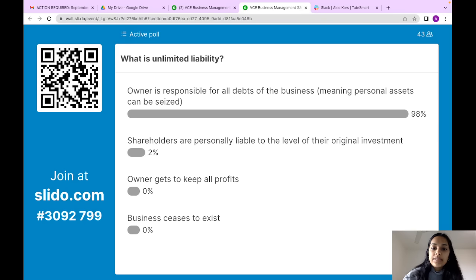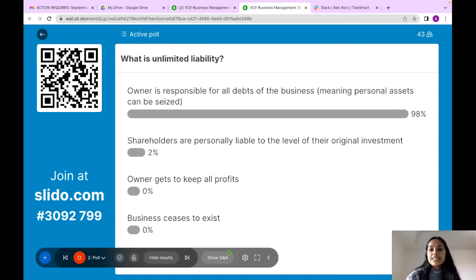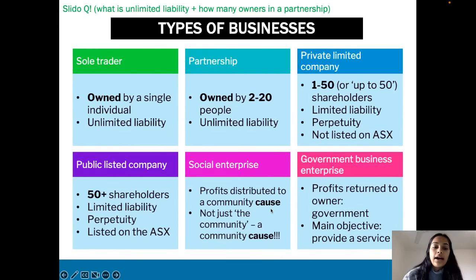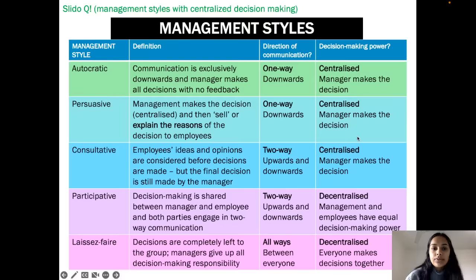So unlimited liability, that is where the owner is responsible for all the debts of the business, which means that in the case that the business falls into debt, the owner's actual personal assets can be seized in order to compensate for the debt that has been incurred by the business. So that's essentially the idea of unlimited liability, but we'll also go through that later as well.